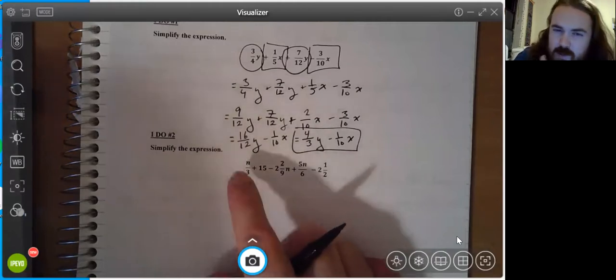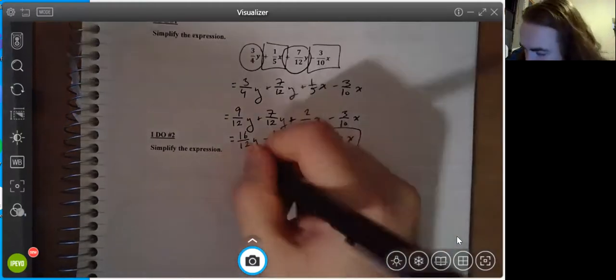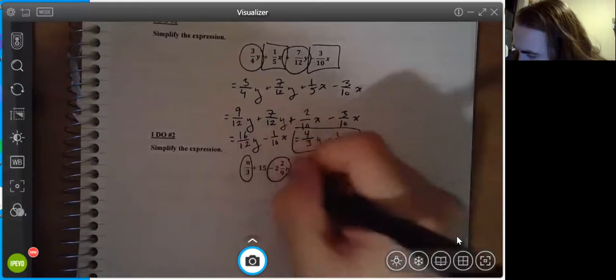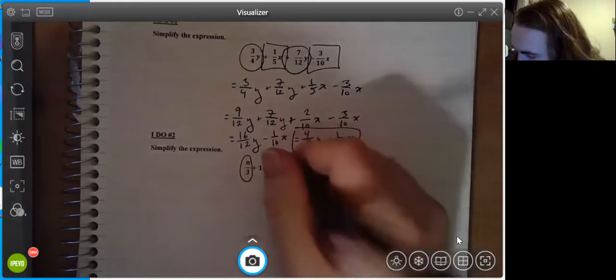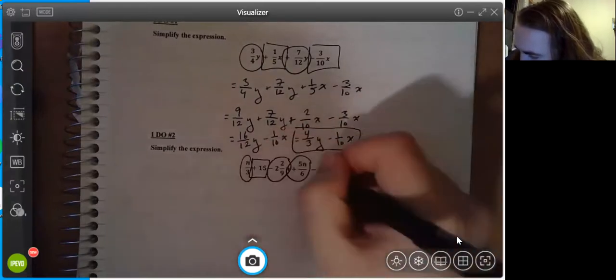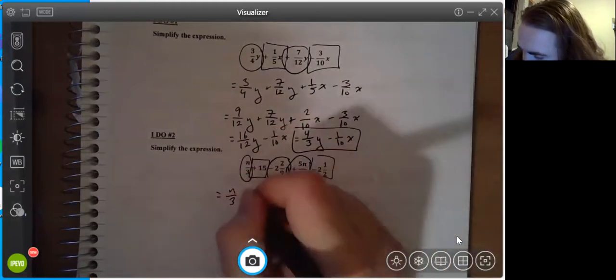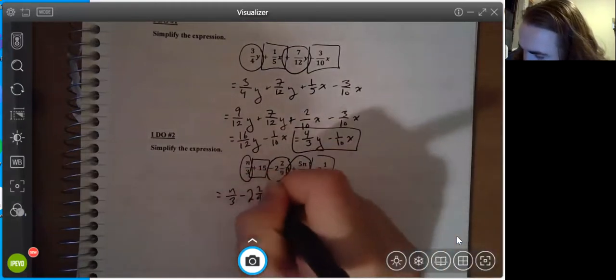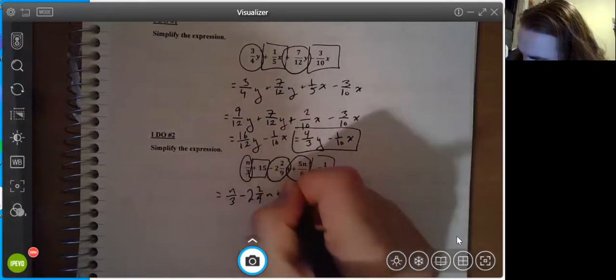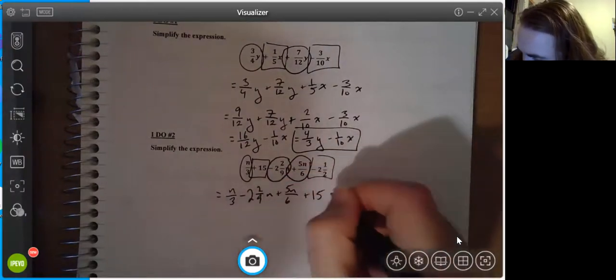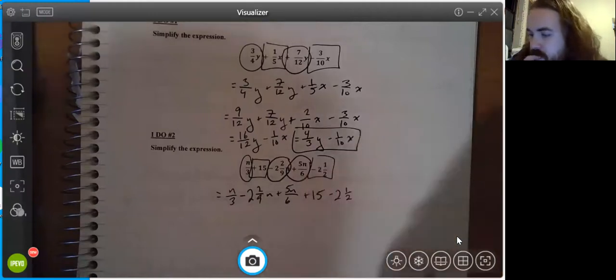So first of all, let's just identify like terms. Okay, I have n here, n here. Let's try to get that minus. And here we should get a plus. I'm going to rearrange it: n over 3 minus 2 and 2/9 n plus 5n over 6 plus 15 minus 2.5. So these two probably rearrange it.